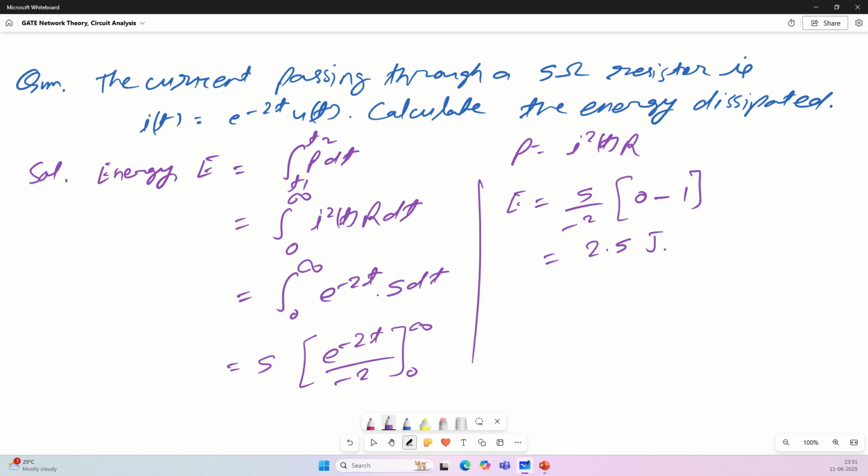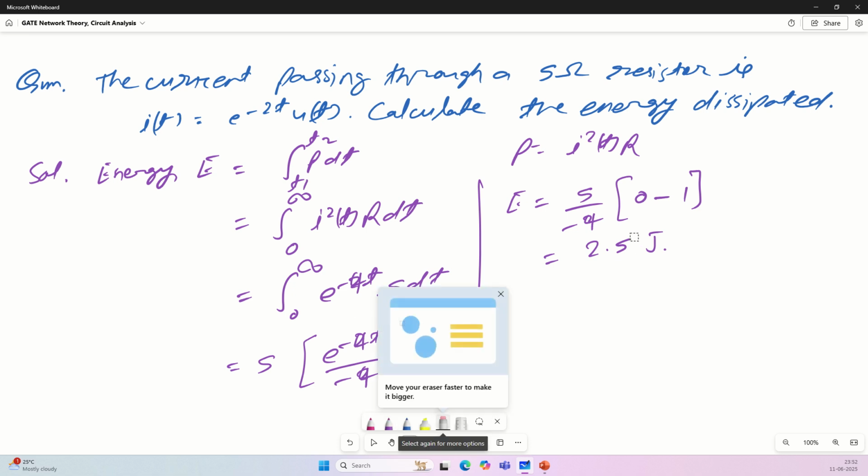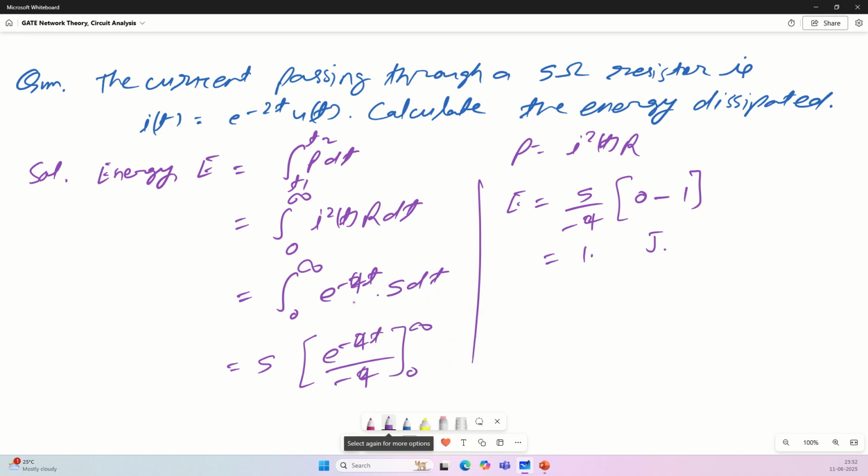Oh, sorry. This is going to be how much? I square. Okay. So basically it will happen I square. It means I was e to the power minus 2t. So I square will be e to the power minus 4t. Okay. So this will be 4. It means it is nothing but 5 by 4, which is how much? 1.25 joule. Got it?